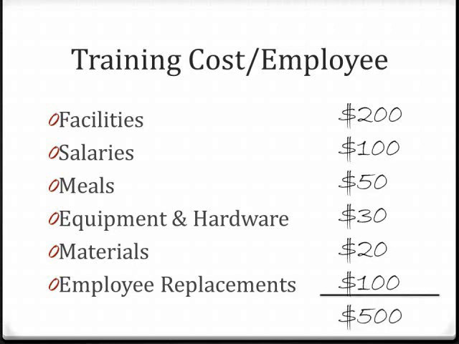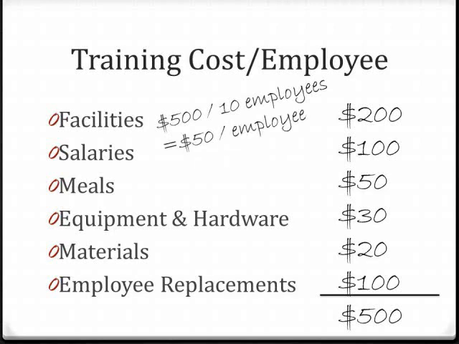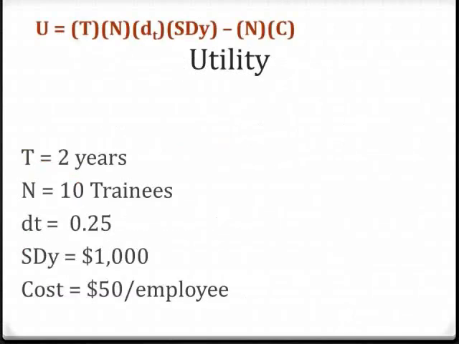And now you want to figure out what your training cost per employee is for your utility calculation. So we've got $500 training costs and we have 10 employees. So 500 divided by 10 equals $50 per employee. Take note of that number. Now in the utility, you see that last number there on the bottom, cost equals $50 per employee. That's the number that we just came up with.